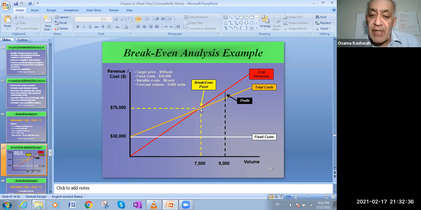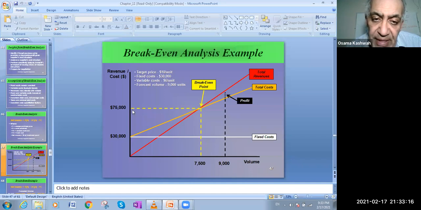The break-even point is the point where the total costs intersect with the total revenues. Again, the break-even point is where the total costs, the yellow line, which consist of the fixed plus the variable costs, equal the total revenues. At this point, this is the break-even point. Here I have 7,500 units.